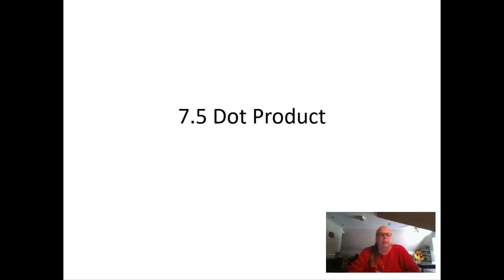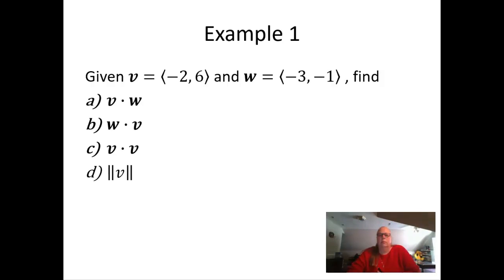These examples go in section 7.5, the dot product. Example 1, given vector v is equal to -2, +6, and vector w is equal to -3, -1, find part A, v dot w, part B, w dot v, part C, v dot v, and part D, the magnitude of v. All right, let's look at part A.